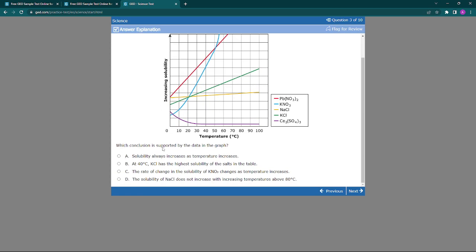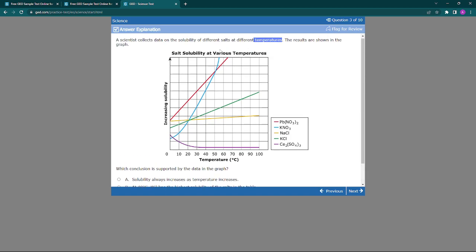Let's see which conclusion is supported by the data in the graph. So as the temperature increases, never mind it's in Celsius and we're used to Fahrenheit here in America, but it's increasing. So it's 0 to 100, and then here, the solubility. Even if we don't know what that is, it's increasing as temperatures increase. Here, it actually decreases? I don't know. And whatever that salt is, I think is a negative effect.